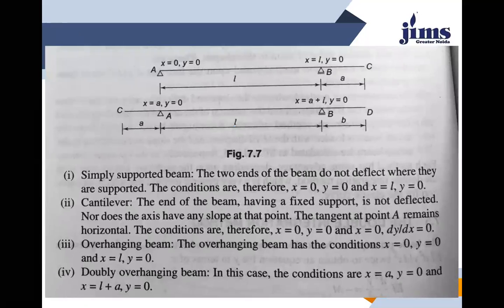In a similar way, for an overhanging beam with one side overhanging, at x equal to 0, y is 0, and at x equal to L, y is 0. With two sides overhanging, at x equal to a, y is 0, and at x equal to a plus L, y is 0. Those are the boundary conditions here.